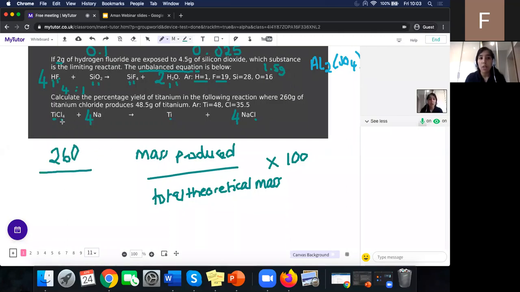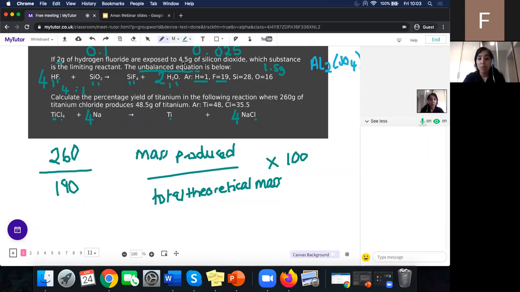So the MR of titanium chloride will be 48 plus 35.5 times 2, which will give us an answer of 190. So then we do 260 divided by 190. 260 divided by 190 gives us a number of moles of about 1.369. Then we do 1.369 and we multiply by the MR of titanium. Great, excellent. Person that's saying 1.36, great, well done.